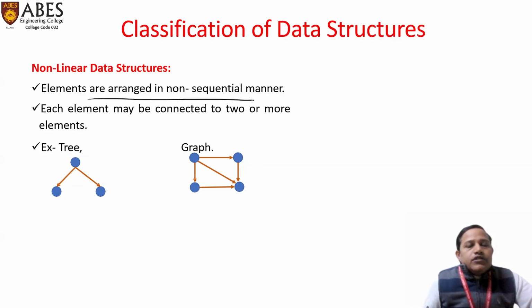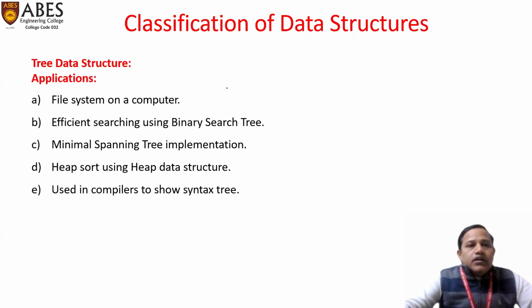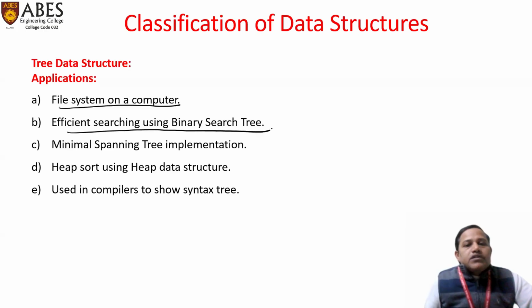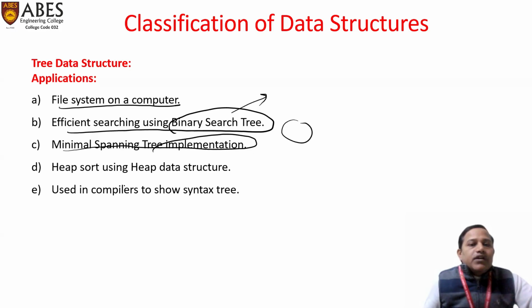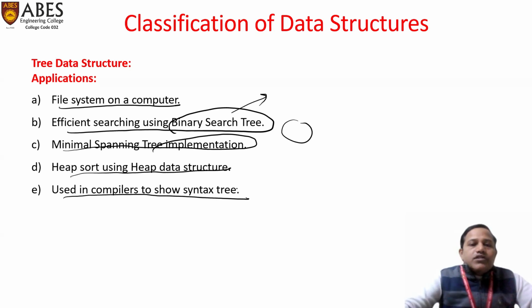Elements are arranged in a non-sequential manner. An application of the tree is the file system on a computer. Efficient searching uses a binary search tree. The most important tree data structure is the binary search tree, which reduces the time complexity to search an element. Minimal spanning tree implementation is used to find the shortest path from one node to every vertex. Heap sort uses the heap data structure, and trees are used in compilers to show the syntax tree.